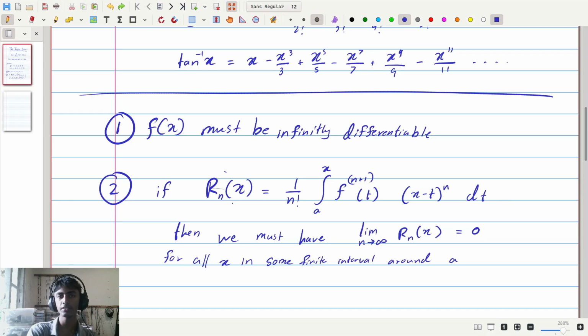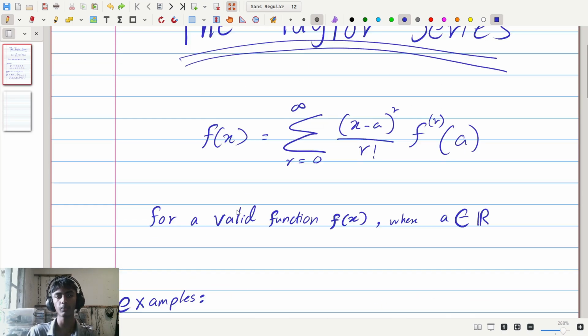Further, there is another condition that says that the function needs to be analytic. I have merged that condition into here and said that this first condition needs to be met for all x in some finite interval around a, meaning not just the value equal to a, but rather some other values around a, which we need to also have this condition to be valid. If we have R sub n of x valid, as in its limit as n approaches infinity approaches 0 for some valid range around a, and f of x is infinitely differentiable, given these two conditions, then f of x will have a Taylor series expansion that will be like this.